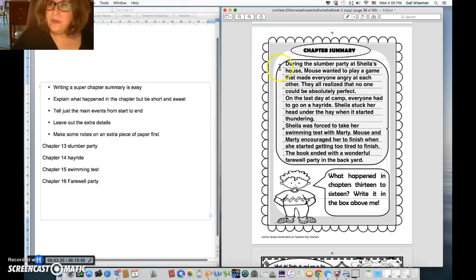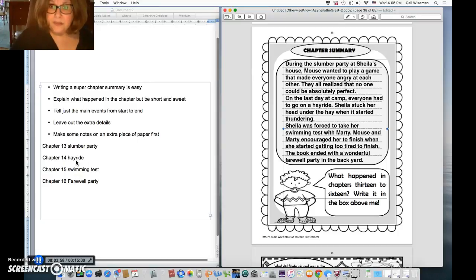Notice, boys and girls, that I'm separating the chapters into paragraphs. When I write, I continue to the end of the line, but when I begin a new paragraph, even though I have space over here, I jump to the next line. Do you see that? Good. So now we're going to be writing about the hayride. On the last day at camp, comma, everyone had to go on a hayride. Sheila stuck her head under the hay when it started thundering. That's all I'm going to write about the hayride.